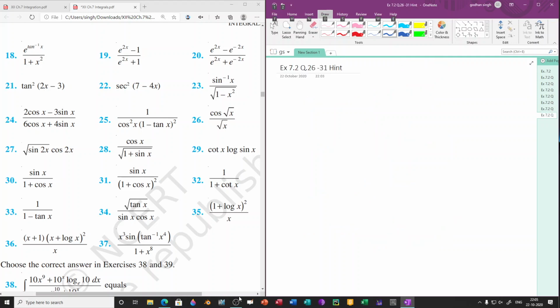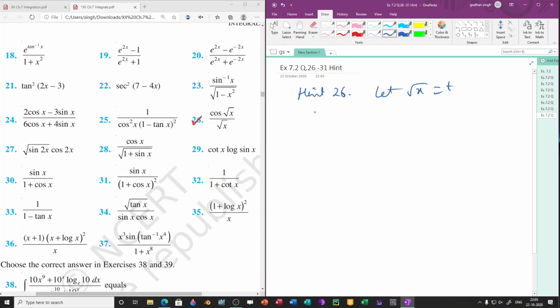Exercise 7.2, question numbers 26 to 31. These questions will all be for self trial, you will be doing them on your own, but I will be giving hints for all of them. So it's very simple. Question number 26, hint: what you have to do is put root x as t. So let root x equal t. When you substitute this, we will get the solution.